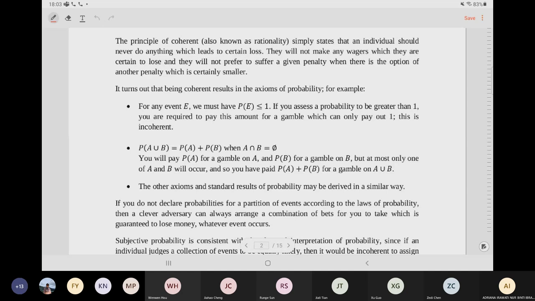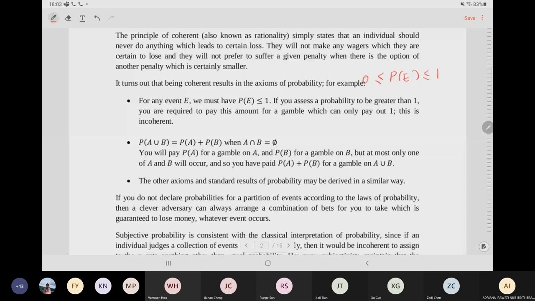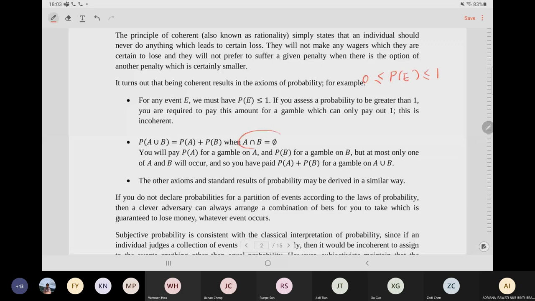Okay, so the important part here is that if you have a probability of an event, right, it must be between 0 and 1, right? So the probability shouldn't be negative, right? And it must not be bigger than 1. Okay, and you have the probability of A union B, right? So if A and B do not intersect, so the intersection is null, this means that A and B do not intersect, right? Then the probability of A union B is the probability of A plus the probability of B.